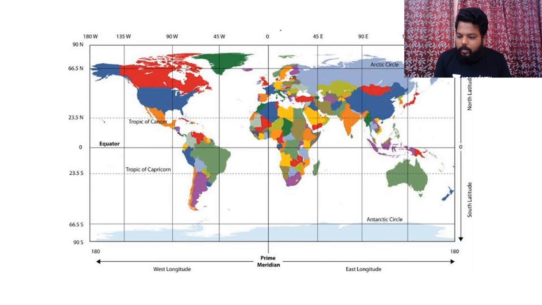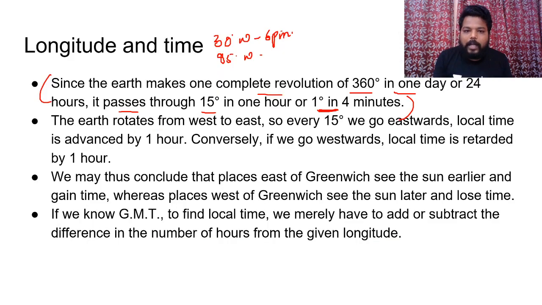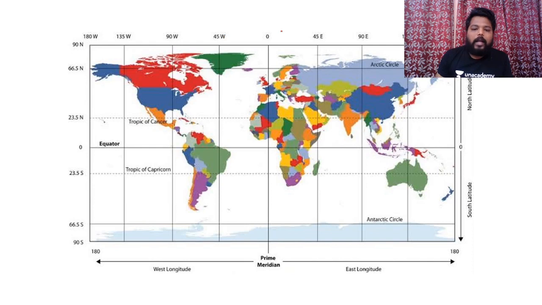Please, one question. The time at 30° west is 6 p.m. What is the time at 85° west? Calculate it and tell me. Clear? And in such a way, on the basis of longitude, we can calculate it very easily.